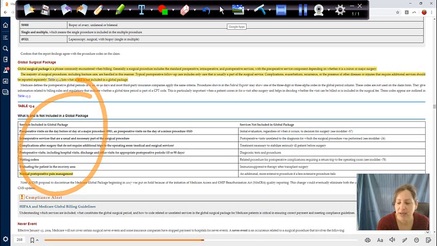I had orthopedic surgery. A couple weeks after the surgery, he takes the cast off, he takes an x-ray. That x-ray was not included in the global package. They charged my insurance for that. The other thing that is not included in a global package is complications.